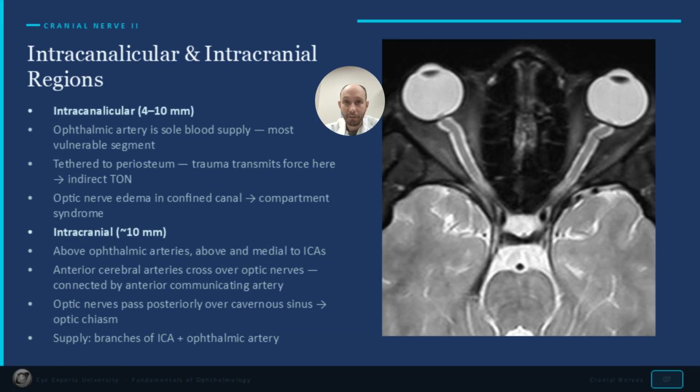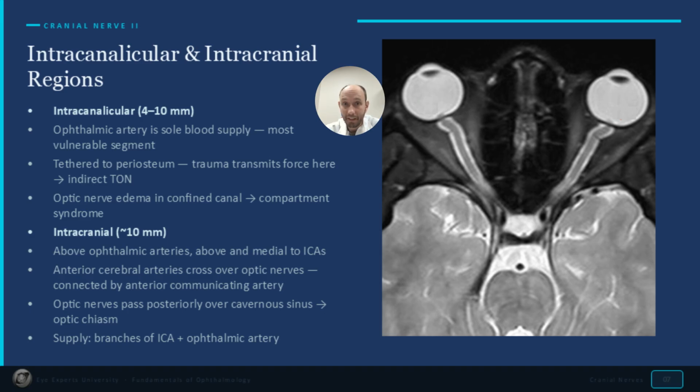The optic nerve intracanalicular portion is pretty vulnerable for several reasons. When it passes through the canal, it only has sole blood supply from the ophthalmic artery. It is tethered to the canal, and there is no extra space. Because the bone is a good force conductor, because it's dense, it will transfer all the force to the nerve. And because there is no extra space, if there is any swelling in the nerve from damage or some other process, it will get choked out and cause compartment syndrome.